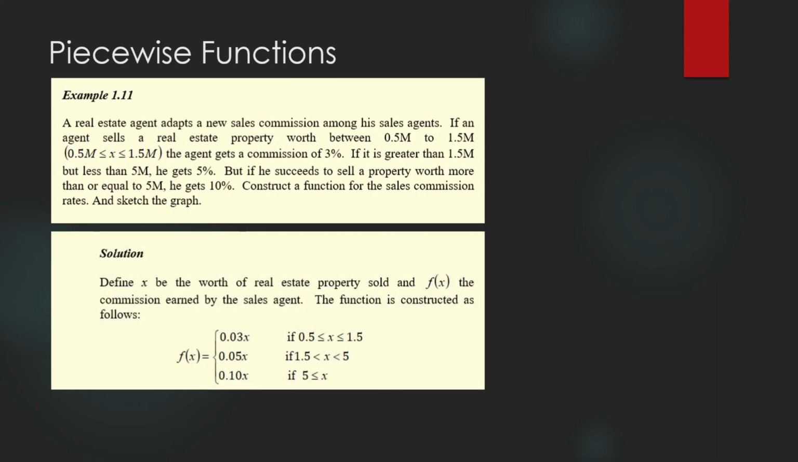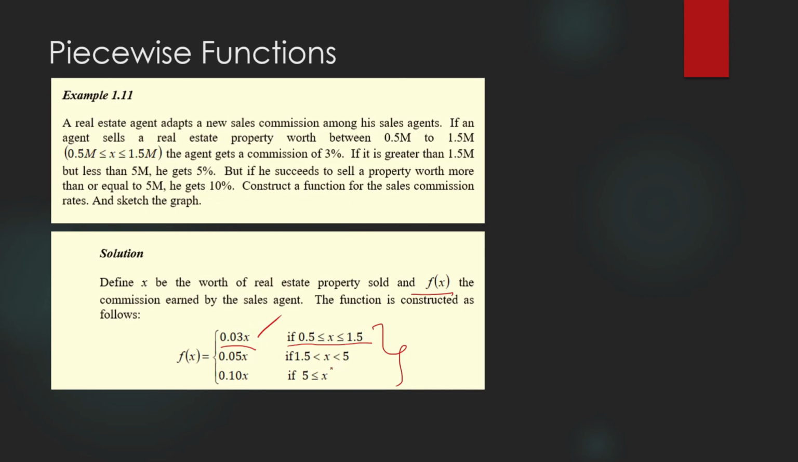So let x be the worth of the real estate property, in million pesos, and f of x is the commission earned by the sales agent. This is how we construct the function. If the worth of the real estate property that was sold is greater than or equal to 0.5 million but less than or equal to 1.5 million, this is the commission earned by the agent. It's 3% of sales, or 0.03 times x.